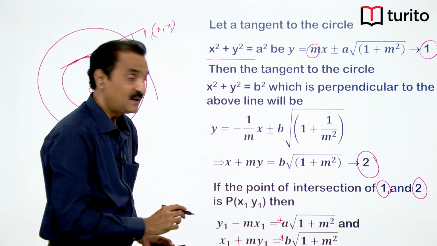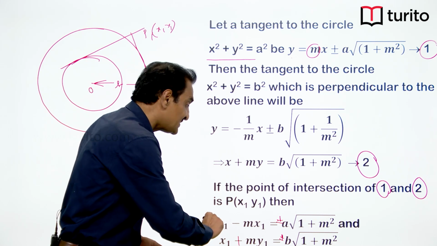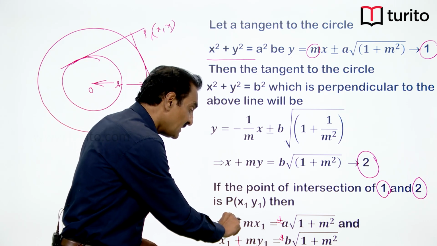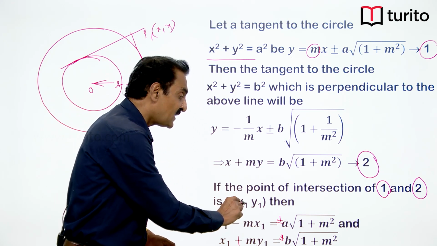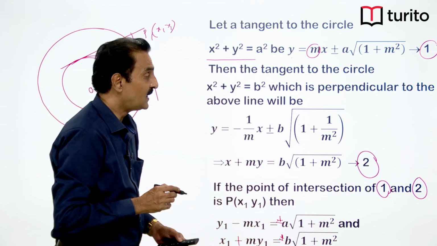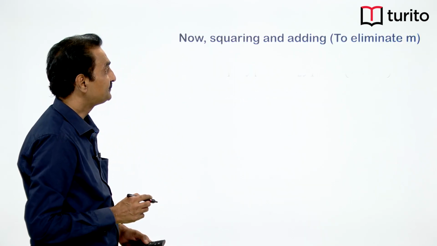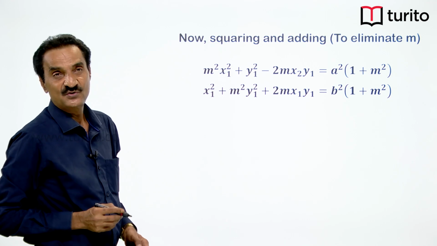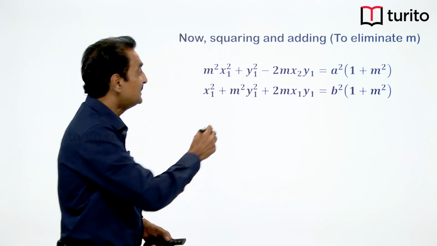y1 minus mx1 is equal to plus or minus a root 1 plus m square. Squaring this LHS, we get y1 square plus m square x1 square minus 2mx1 y1 is equal to a square into 1 plus m square. Similarly, squaring the second equation, we get these two. Now, adding these two, why should we add?